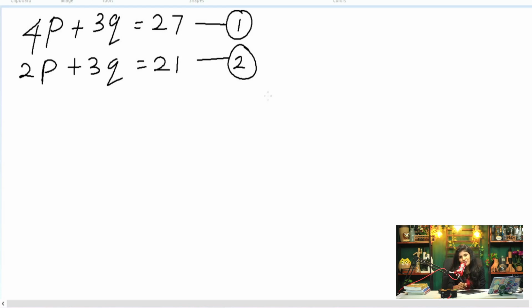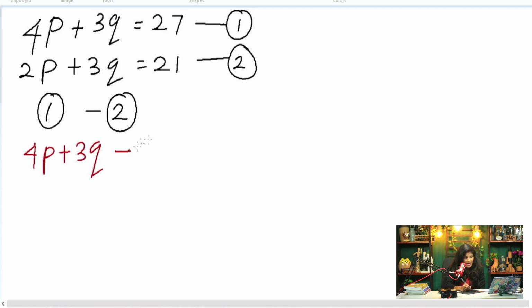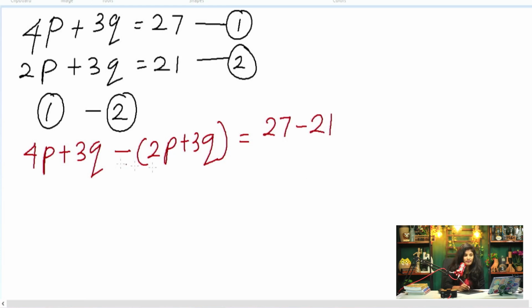So what I'm going to do is subtract one equation from another. We have to keep the variable in positive position, no? So I will subtract 2 from 1. That means 1 minus 2. Okay, let's take 1: 4p plus 3q, subtract 2p plus 3q, equals equation number 1, that is 27, subtract 21. Okay, so I will simplify this a little further.